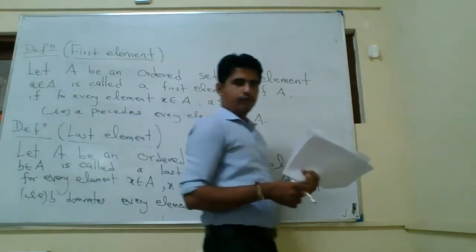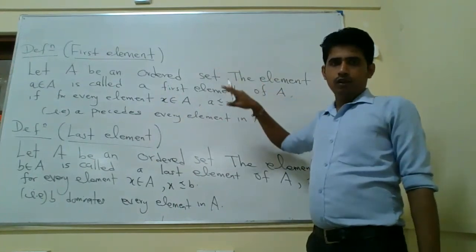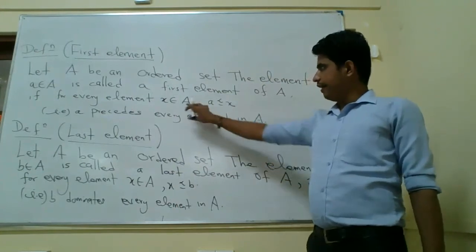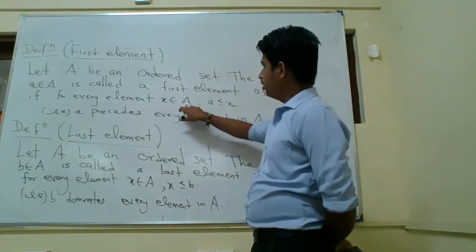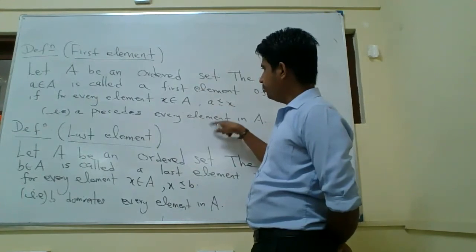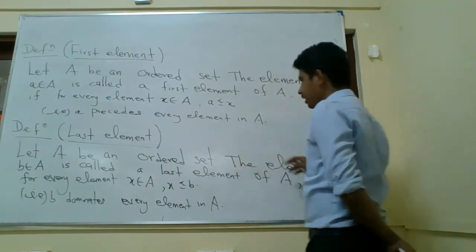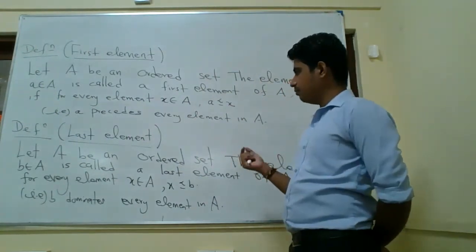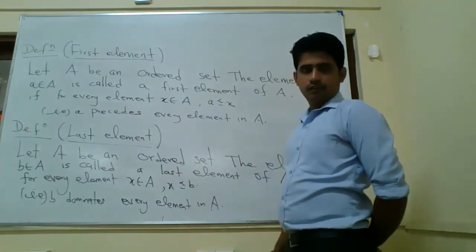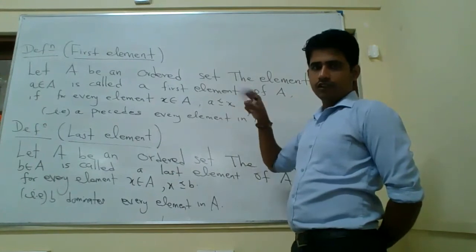First, the first element. Let A be an ordered set. The element a belonging to A is called the first element of A if for every element x belonging to A, a precedes x. That means a is related to x, so a precedes every element in A. For the last element, A is an ordered set, and the element b is called the last element if x precedes b, otherwise b dominates x. From the example you can understand what the first element and last element are.